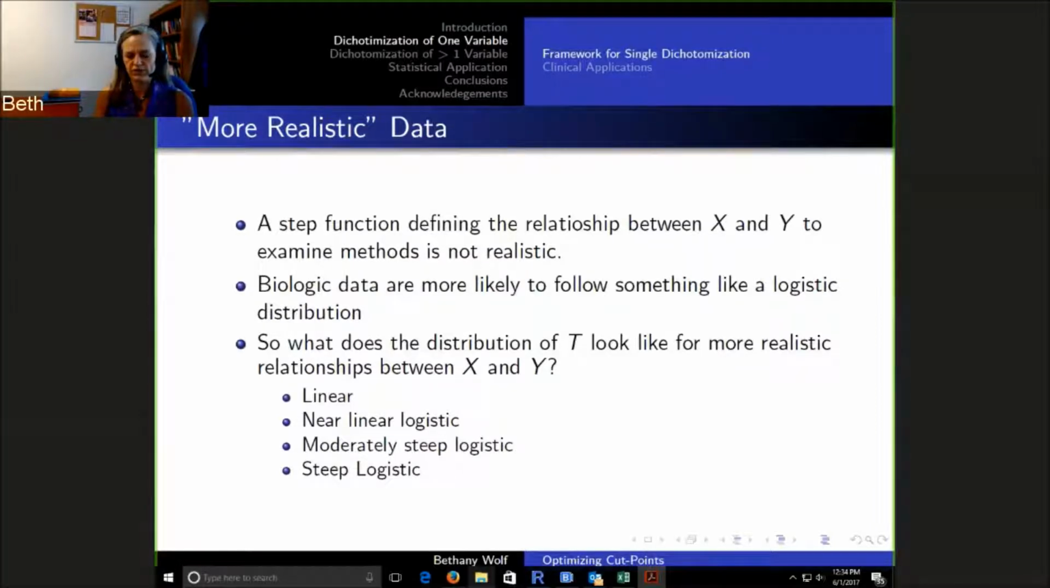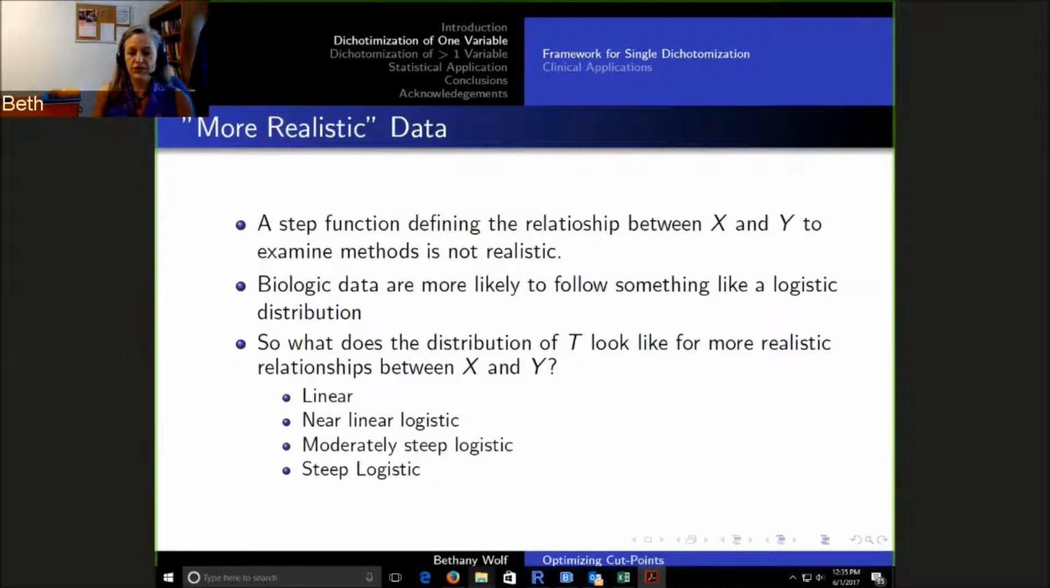The way that we've defined this relationship so that we have a true cut point, you end up with a step function. So below my cut point t, I have a constant probability of disease, and above my cut point t, I have a constant probability of disease. Well, in reality, we don't actually believe that to be the case. Biologic data are not going to, at some magic threshold t, suddenly have this increased risk of disease. That seems extremely unlikely. And so we wanted to consider some other scenarios and see what happened.